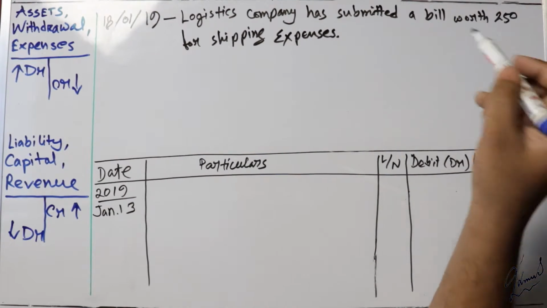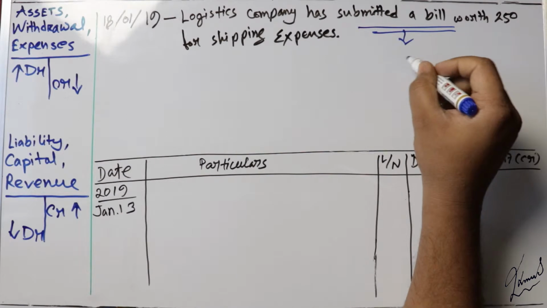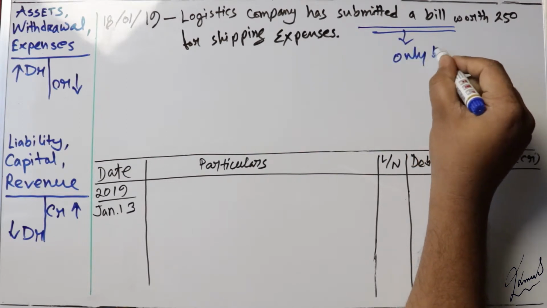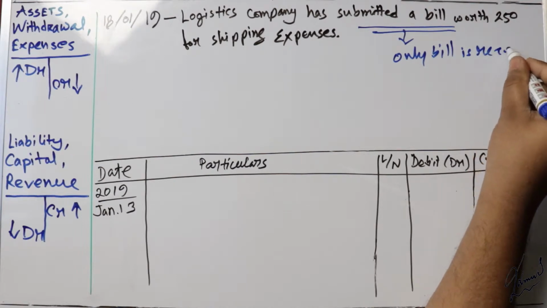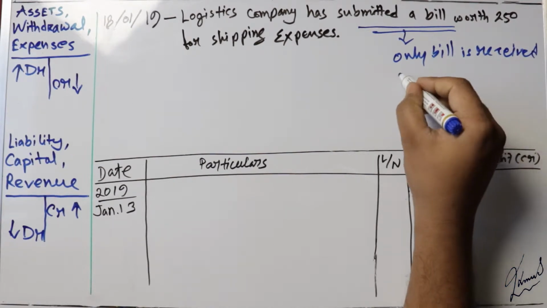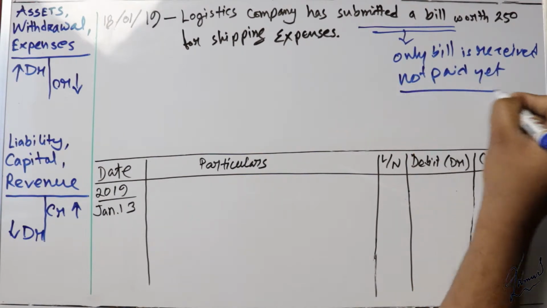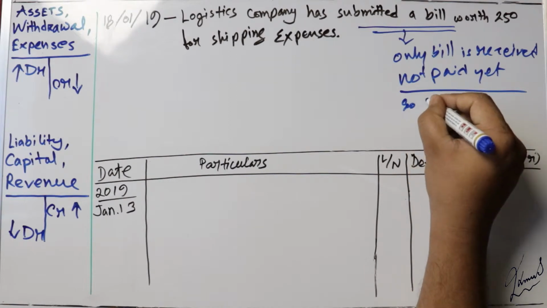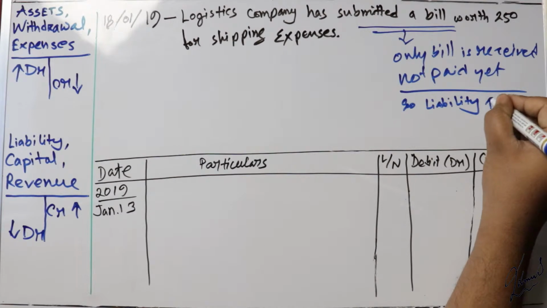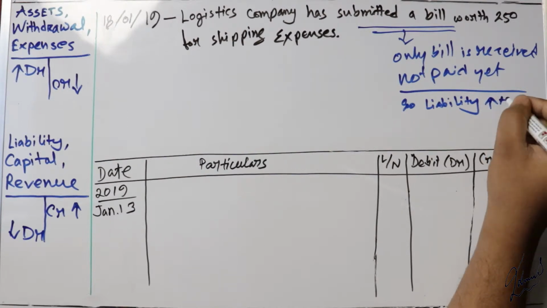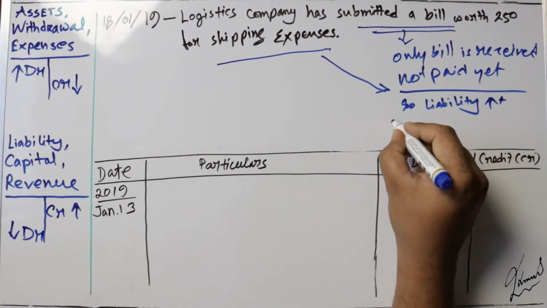Now let's move to the next transaction, that is logistic company has submitted a bill worth 250 for shipping expenses. So only the bill has been received yet, no cash has been paid. So we have received the service but we have not paid anything so far. So we have created a liability. We have created a liability because we have not paid but we have taken the service. So liability is increasing and this is associated with shipping expenses.